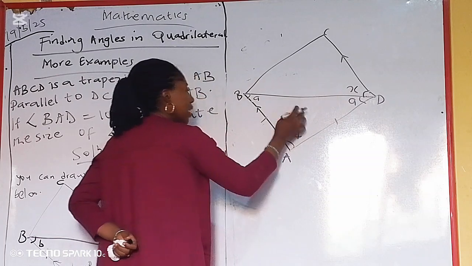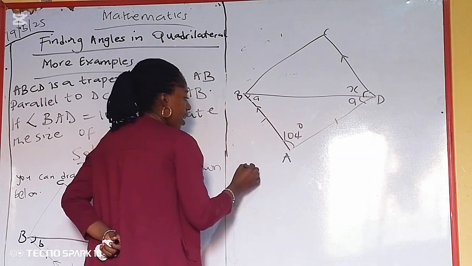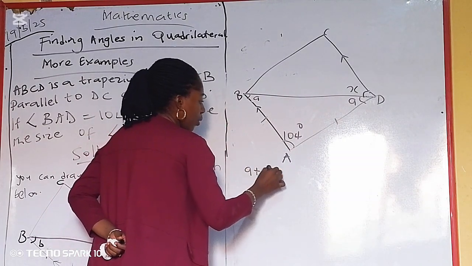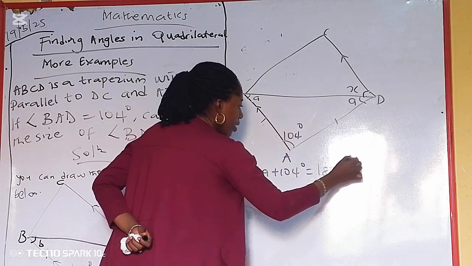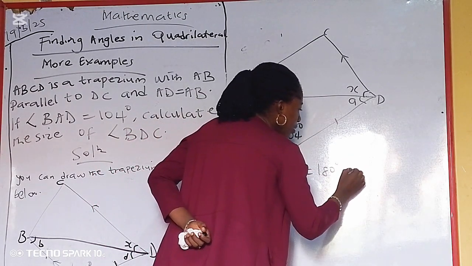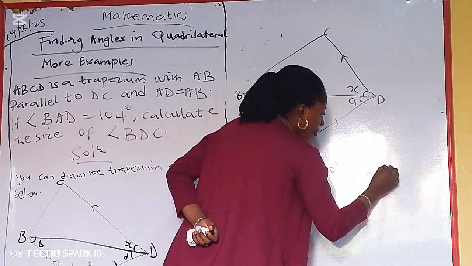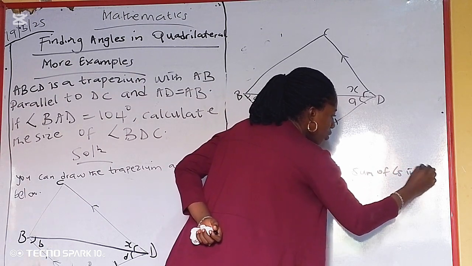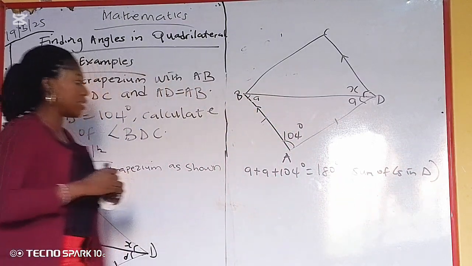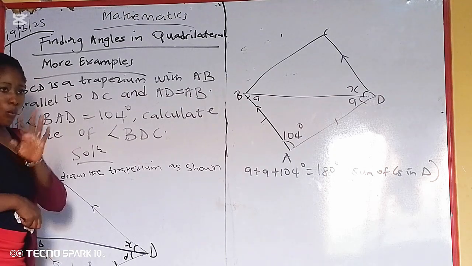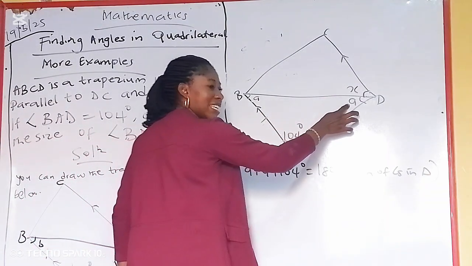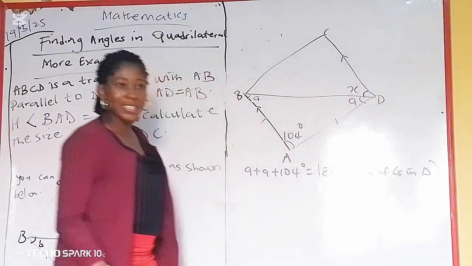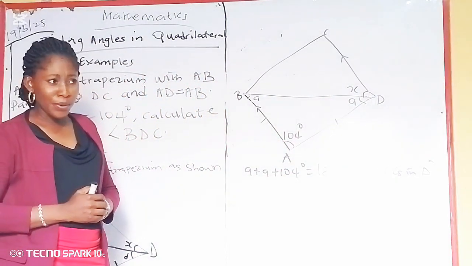Before we get to it, let's look here first. A plus A plus 104 degrees equals 180 degrees. Why? Because the sum of angles in a triangle is 180 degrees. Do you agree with me? Yes. Why? I'm first of all working on this, because if I can get A, then I can get X. Is that not so? Okay.